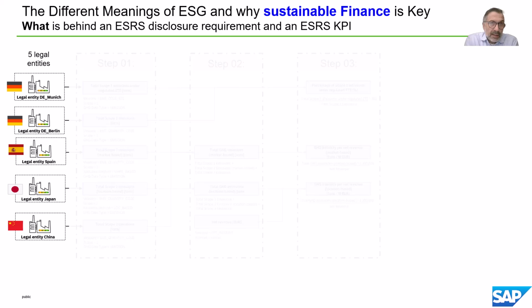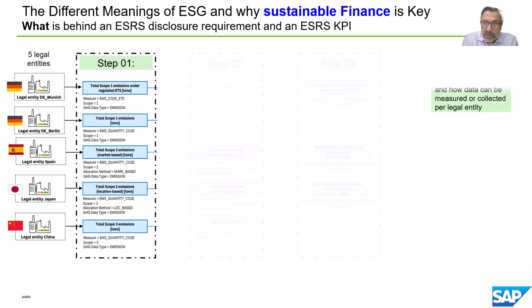Let us assume that a company consists of 5 legal entities: a legal entity in Munich, a legal entity in Berlin, a legal entity in Spain, a legal entity in Japan, and a legal entity in China. The first step which a customer has to do is to identify all relevant greenhouse gas sources, and he must decide how this data can be measured or collected per legal entity. And this is a decision. The customer has to find a solution for that without considering software.